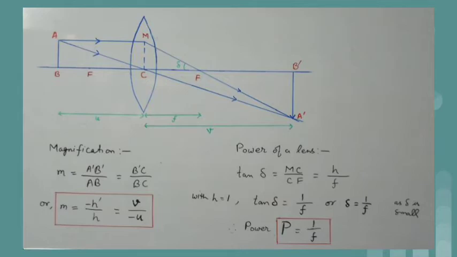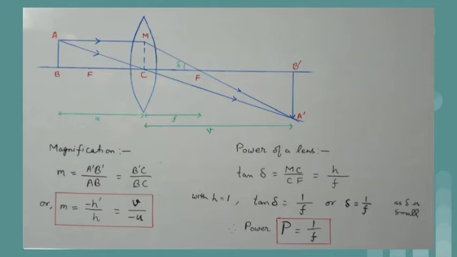Mathematically, power of a lens is defined as the tangent of the angle by which a light ray incident parallel to the principal axis at unit distance from the optical center is converged or diverged by the lens. That is, tan delta is equal to h by f. With h equal to 1, tan delta is equal to 1 by f, or simply delta is equal to 1 by f, since angle is very small. Therefore, power P is equal to 1 by f.